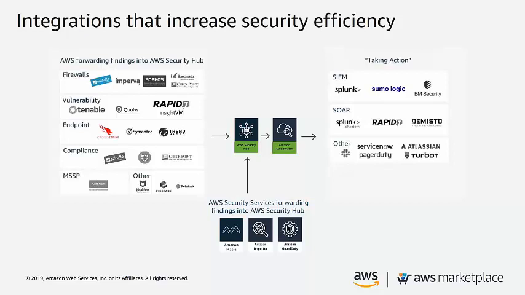So I want to start off by mentioning AWS Security Hub, which allows you to bring all of these different data sources together, and then fire off CloudWatch events to potentially do some automation around it. On the left-hand side, we've got different potential data sources: firewalls, endpoint protection, compliance reporting, and that kind of thing. And on the right-hand side, we've got some tools that can help take action on those events.